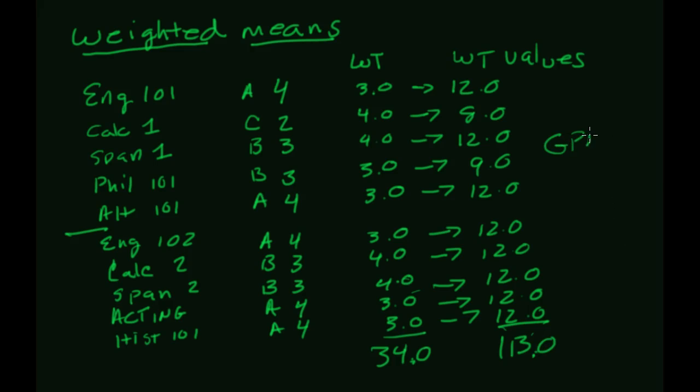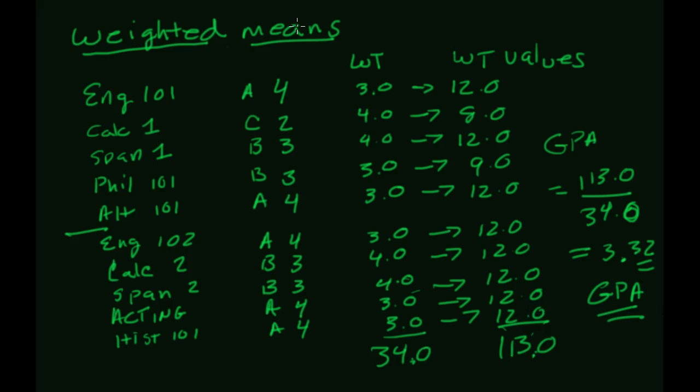So my GPA is going to be 113.0 over 34.00, which works out to be 3.32. Remember, we round one more value than we have, so most of this has one decimal point in value, so we can round to 2. That gives me a 3.32 GPA.